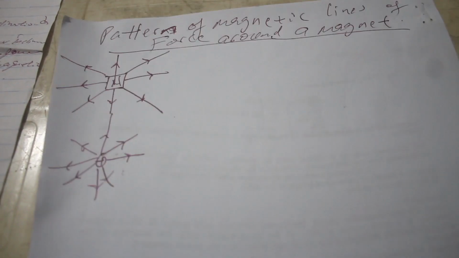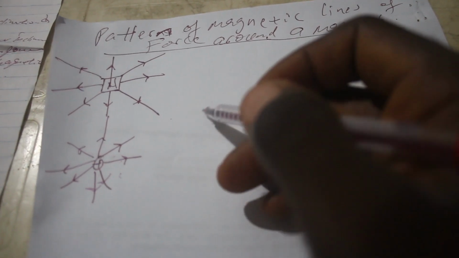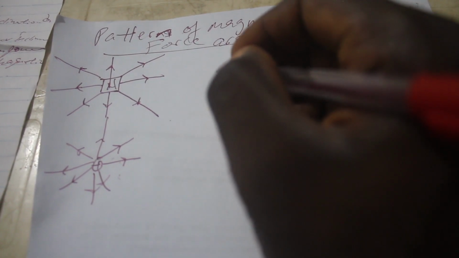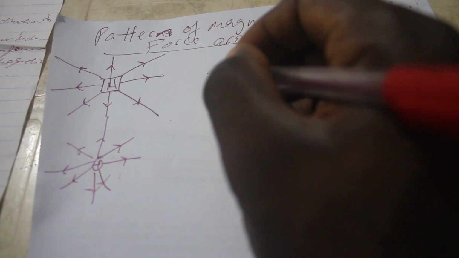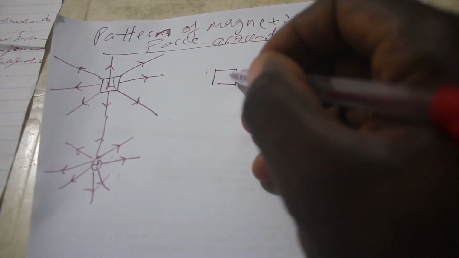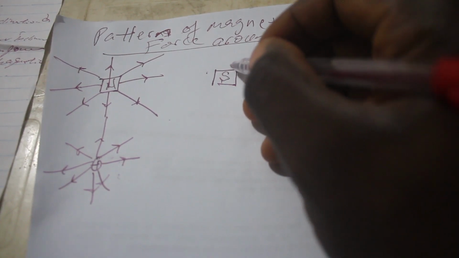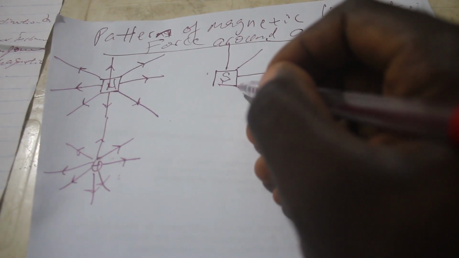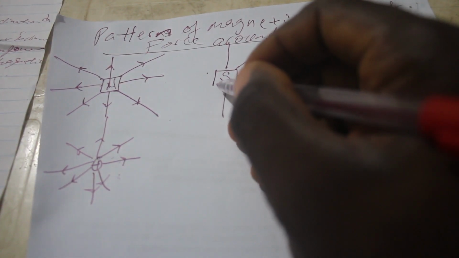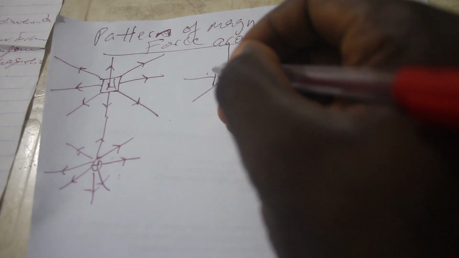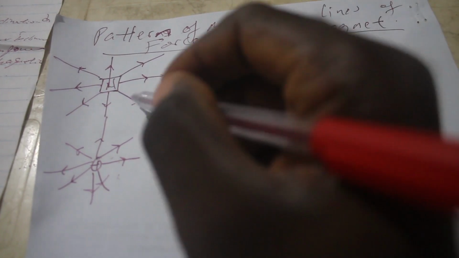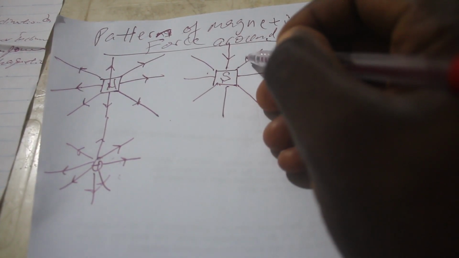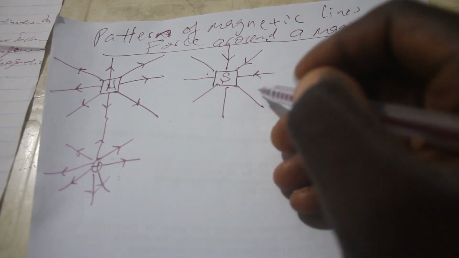So how about the pattern of magnetic field around a south pole? Let's say we have a south pole here. A south pole. Now, as you may imagine, it will be the opposite of this, of course. That means they'll be coming inside. You see, they have to be coming inside.